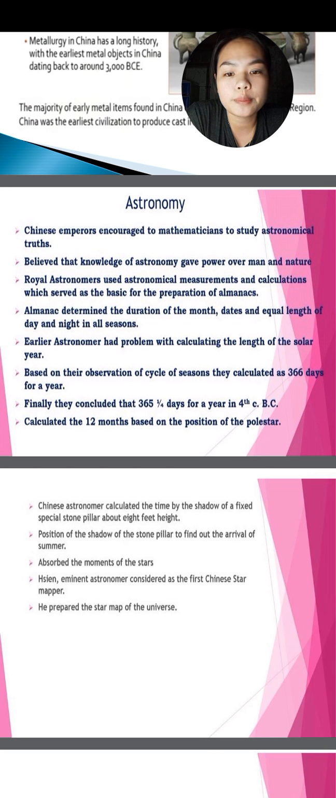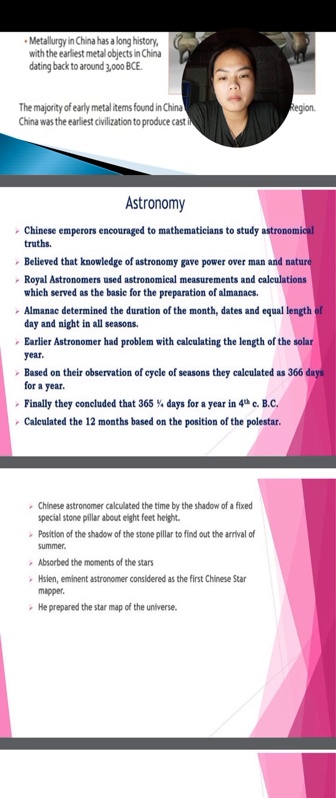So earlier astronomers had problems calculating the length of the solar year. Based on their observation of the cycle of the seasons, they calculated 366 days for a year. Finally, they concluded that it was 365 1/4 days for a year in the 4th century BCE. So they calculated the 12 months based on the position of the pole star. So Chinese astronomers calculated the time by the shadow of a fixed special stone pillar about 8 feet tall. So the position of the shadow of the stone pillar was used to find out the arrival of summer.